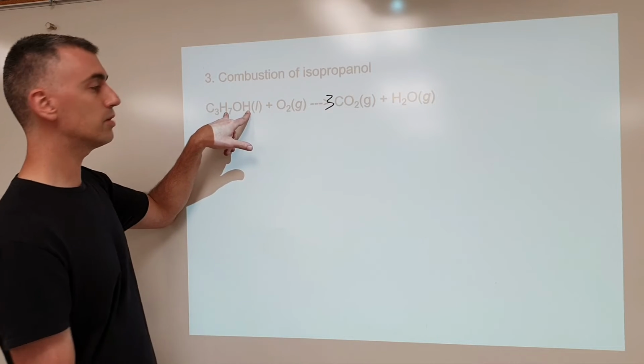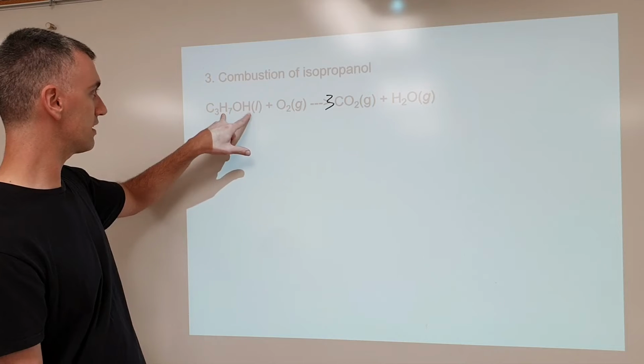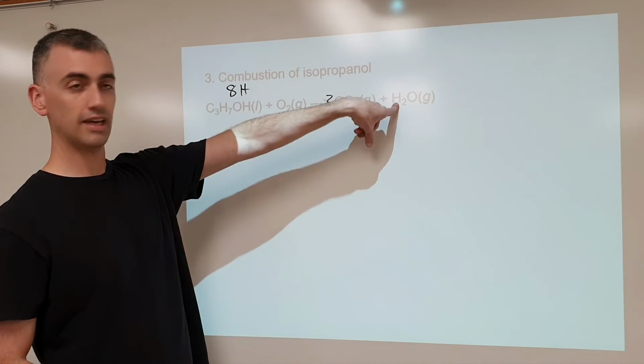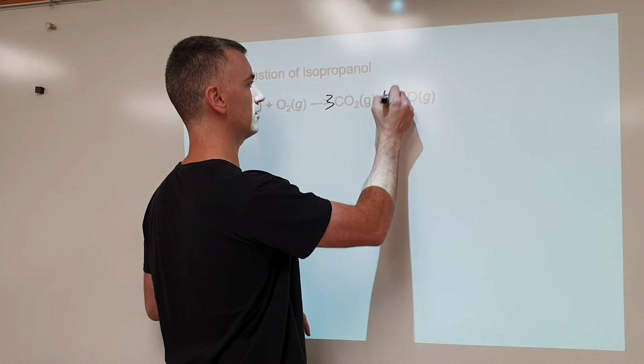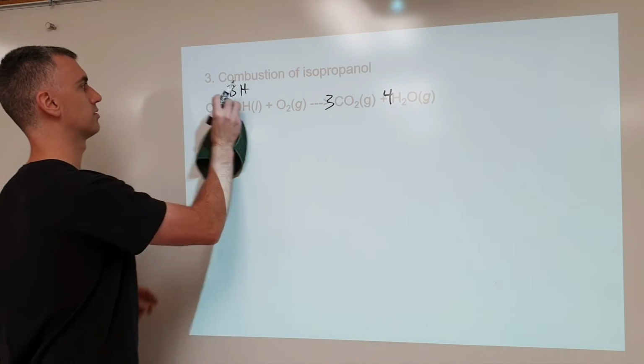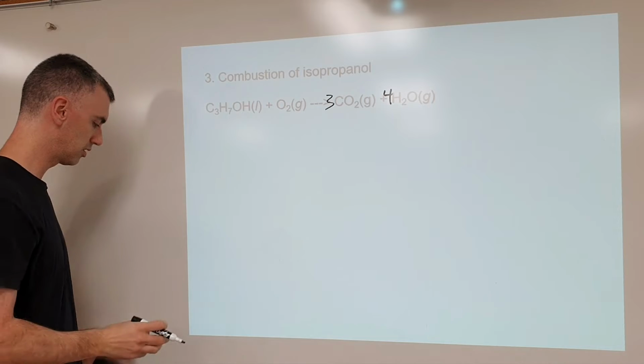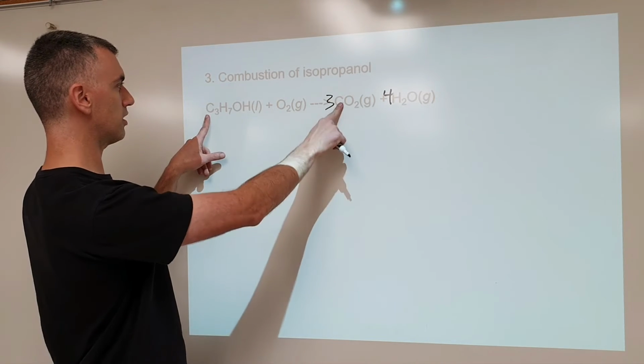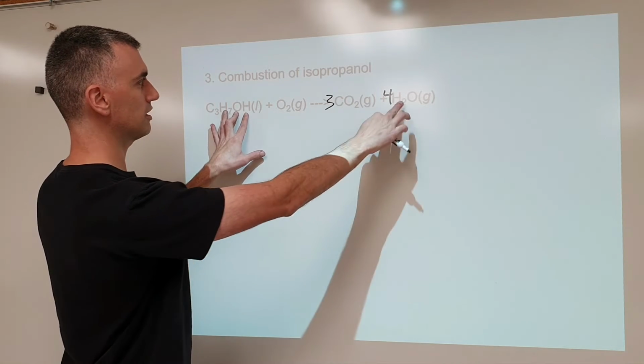Okay. Remember, got to count this one too. So that's not 7 hydrogens. There's 8 hydrogens here. So we need to make 8 hydrogens here. So the way we do that is put a 4. All right, so what's that done so far? 3 carbon, 3 carbon. 8 hydrogen, 8 hydrogen.